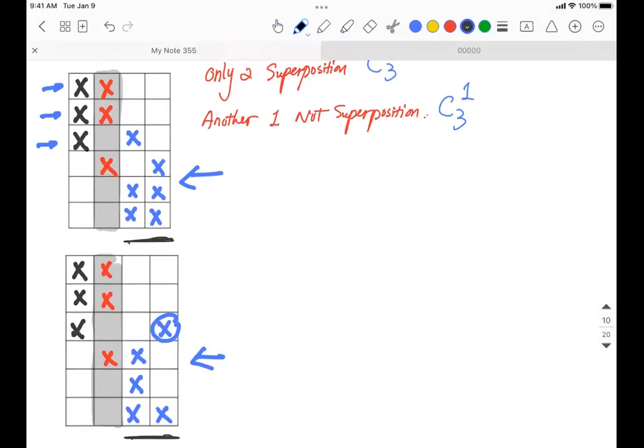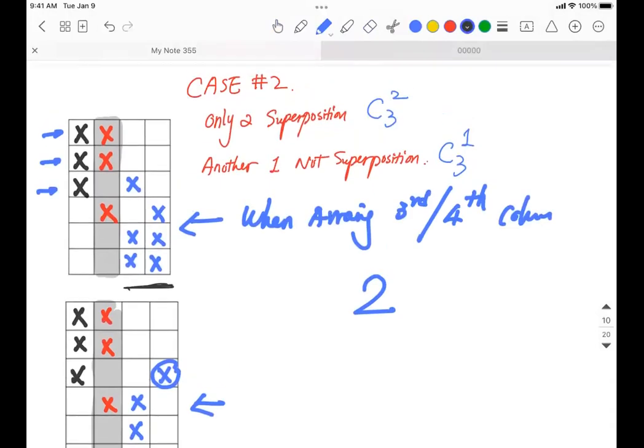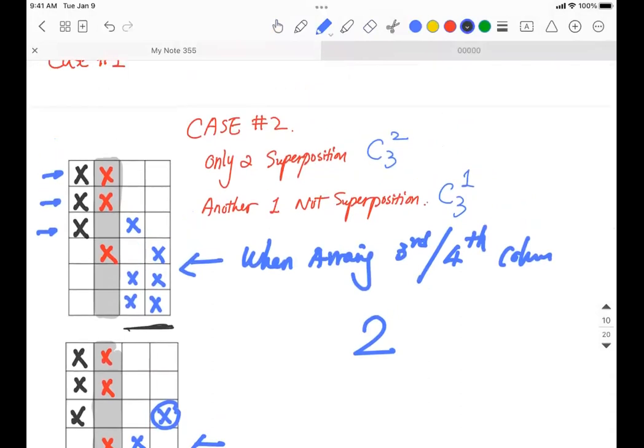Right? So that being said, even though it looks so complicated, when arranging the 3rd and the 4th column, there are only 2 scenarios. In my specific graph, there are 2 scenarios. And my specific graph is actually one representative of all my C32, C31 different combinations. So in total, it's going to be this guy times this guy times this guy. That one is going to give you 18 different scenarios.